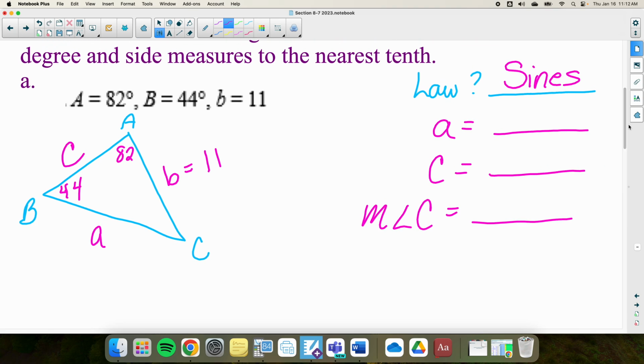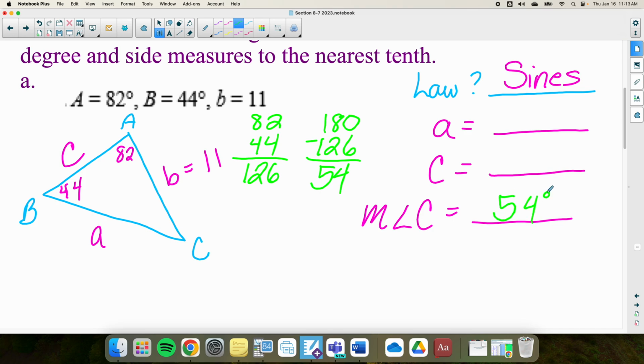Now, when we go to do this, if you have 2 angles, is it really easy to find the third angle? Yeah. Don't you add those 2 together and subtract from 180? So if you added 82 plus 44, that's 126. And then if you subtracted that from 180, you would get 54. And that goes right here, okay? And then if you want to, you can add it onto your diagram also, okay?